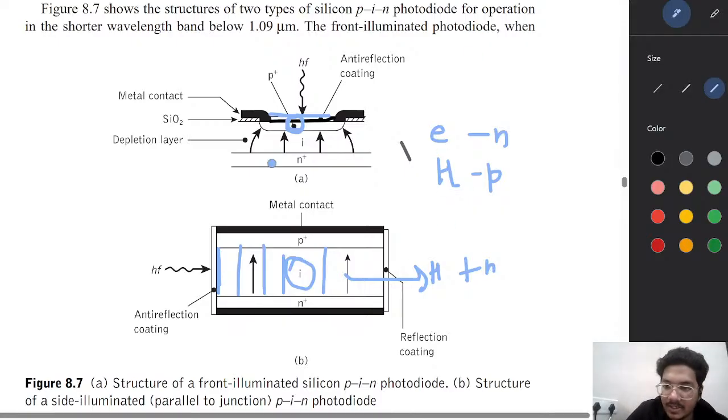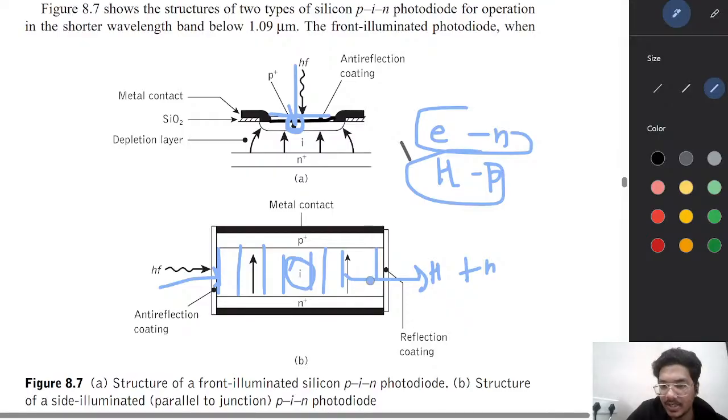This is the operation of the pin diode. As the light enters, it creates an electron-hole pair. Under reverse bias, electrons go to the n side and holes to the p side. Because the I region is wide with a uniform field, this results in high speed plus high quantum efficiency.